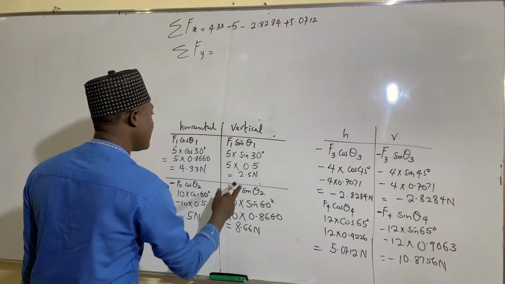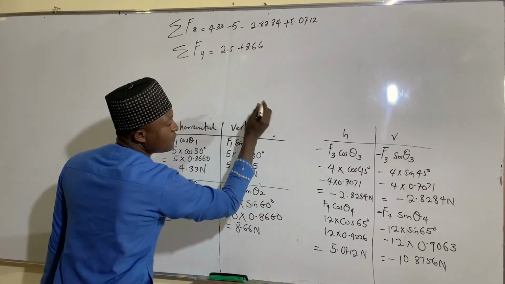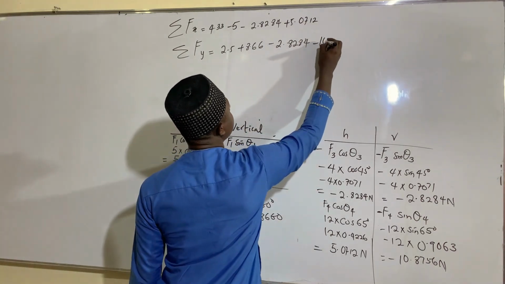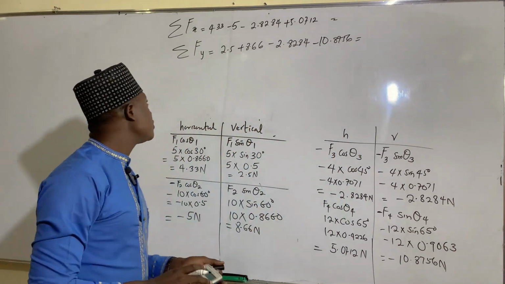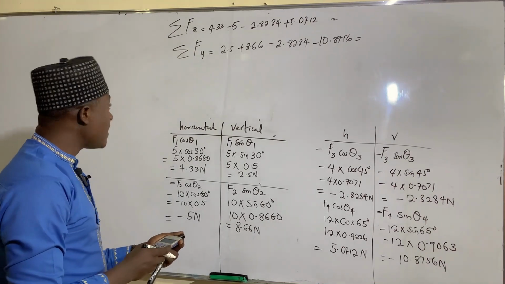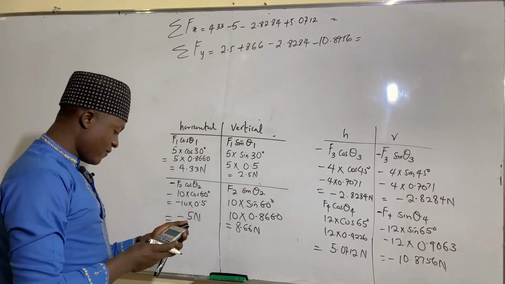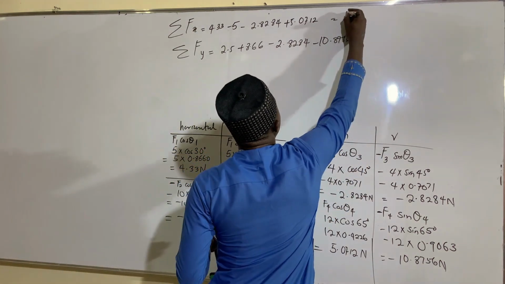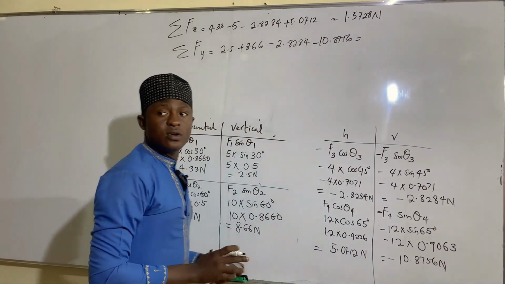So that's the first one we have for this. For Fy we have 2.5, followed by 8.66, followed by minus 2.8284, then followed by minus 10.8756. So let's find their sum. The first one, I have 4.33 minus 5 minus 2.8284 plus 5.0712. So what I have here is 1.5728. Now I've gotten the one we have horizontal.